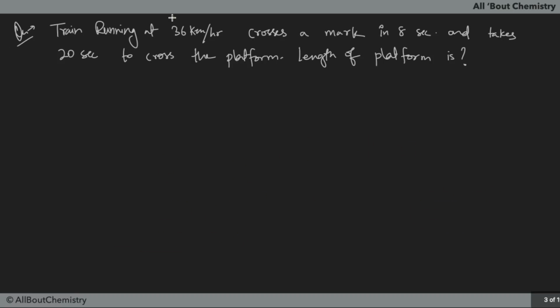Okay, the next question is based upon distance and speed. It says a train is running at 36 km per hour.